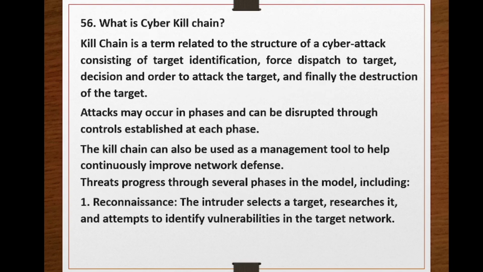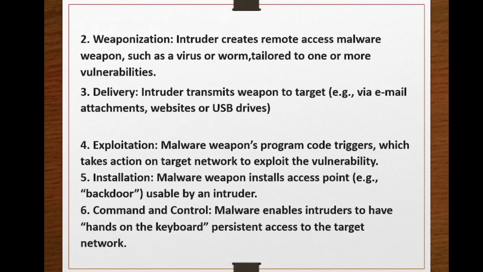What is the cyber kill chain? Very important question again. The cyber kill chain contains 7 phases. The first one is reconnaissance. The intruder selects a target, researches it, and attempts to identify vulnerabilities in the target network. Weaponization. The intruder creates a remote access malware weapon such as a virus or worm tailored to one or more vulnerabilities. Delivery. That weapon is being delivered now. The intruder transmits the weapon to the target.